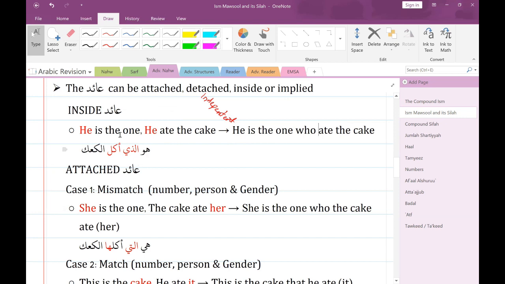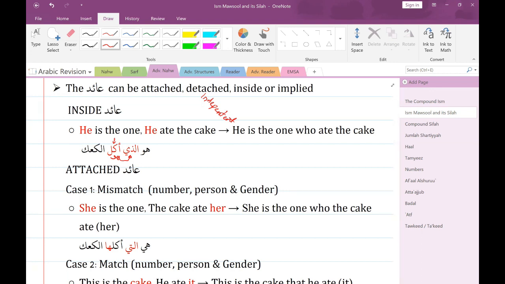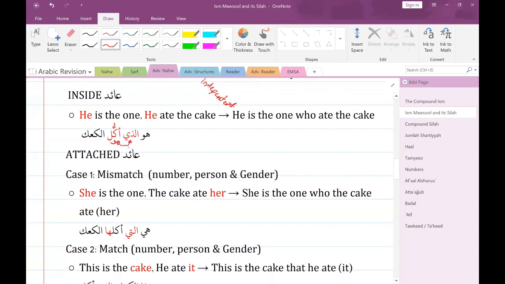And in Arabic, the first sentence would be huwa alladhi, he is the one. He ate the cake, akala al-ka'k. So you see these are two separate sentences, because there's an inside pronoun huwa inside akala. If I just say akala, you would understand that it means he ate. Huwa akala, he ate. We all understand that. So there's an inside pronoun inside of akala that matches exactly with alladhi. That tells me there's a match. It's talking about the same person. Huwa alladhi akala al-ka'k. He is the one who ate the cake. That's the inside pronoun or inside a'id.